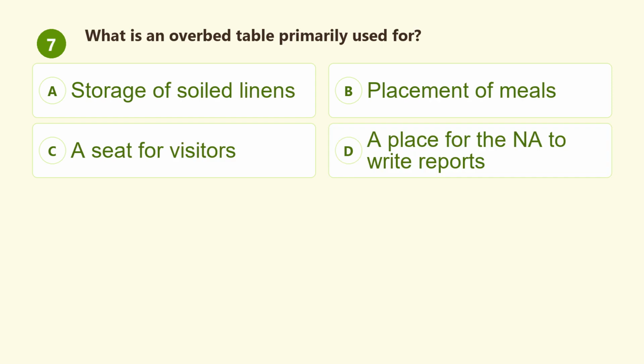Question 7. What is an overbed table primarily used for? Option A, storage of soiled linens. Option B, placement of meals. Option C, a seat for visitors. Option D, a place for the nurse to write reports.